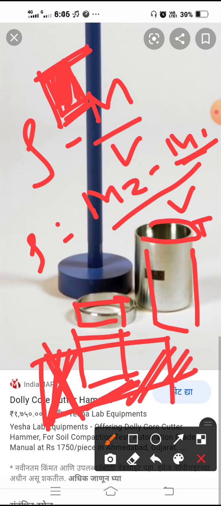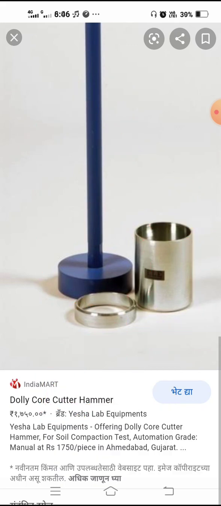So we have to subtract the weight of the core cutter, that is the weight of the empty core cutter, so that we can get only the mass of the soil sample. That's why we are using this formula, that is M2 minus M1. M1 is the weight of the empty core cutter, M2 is the weight of the core cutter plus soil. From that we are finding the bulk density, that is rho equal to mass upon volume. Mass is found by the formula M2 minus M1, and pi is our volume.